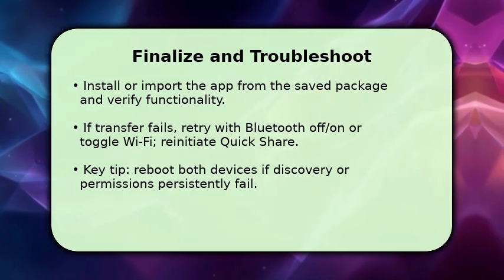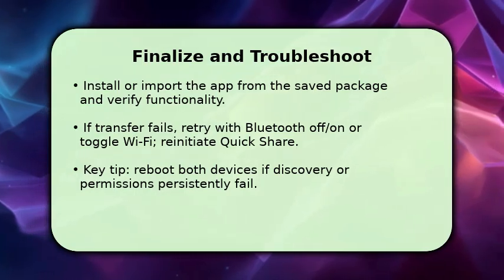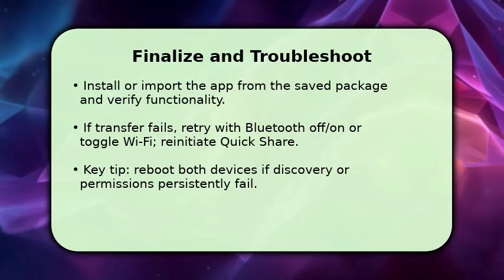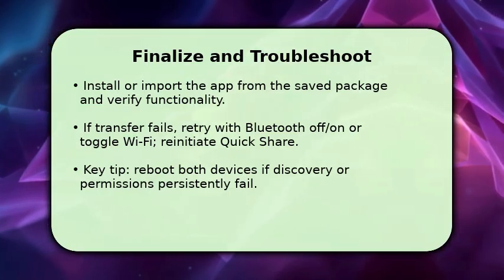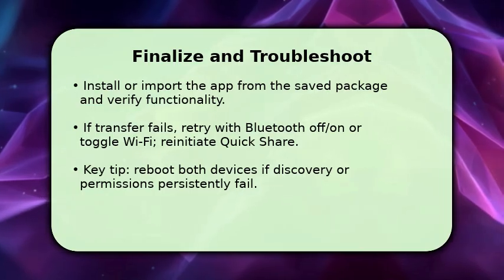Toggle Bluetooth and Wi-Fi, then reopen Quick Share to force a fresh discovery. If devices still do not see each other or permissions misbehave, a quick reboot of both phones usually clears cached connection states and permission glitches.